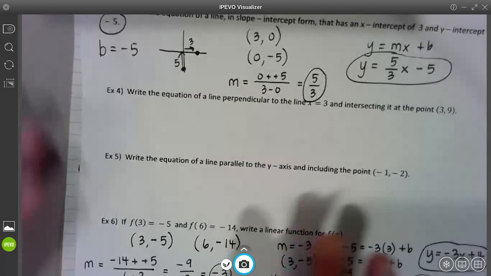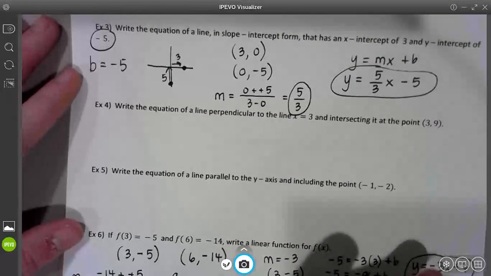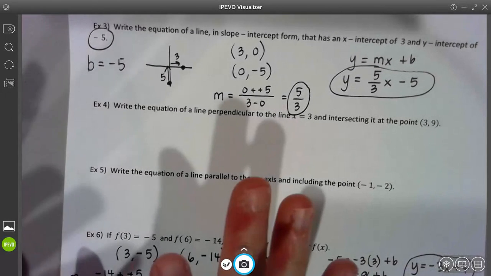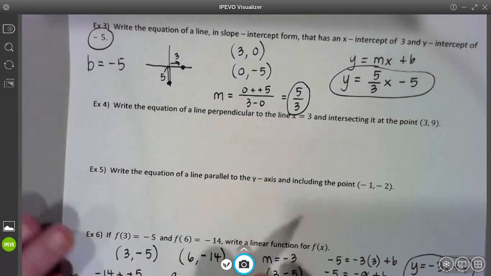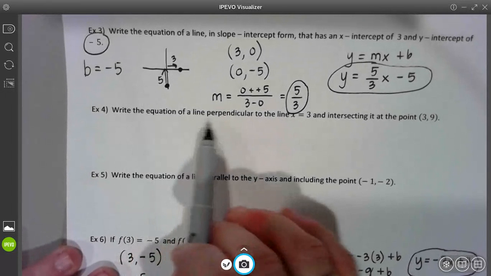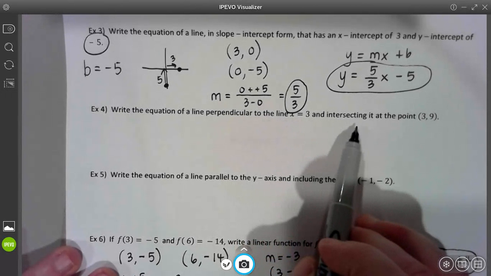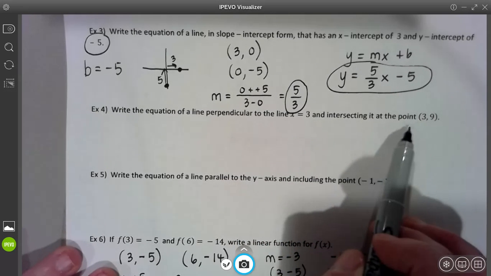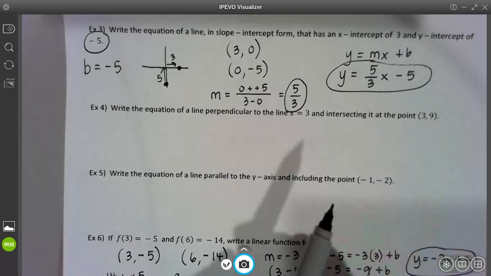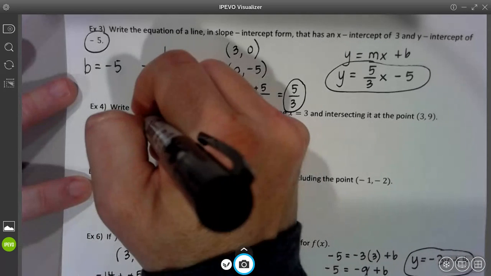All right, last 2. We're going to do 4 and 5 and call it a day, okay? Again, they're meant to be simpler, so just hear me out on these ones. Example 4, write the equation of a line perpendicular to the line x equals 3 and it intersects it at the point 3, 9. Guys, that's way too much information for me. I think you're silly if you don't draw this out. Give yourself a coordinate plane.